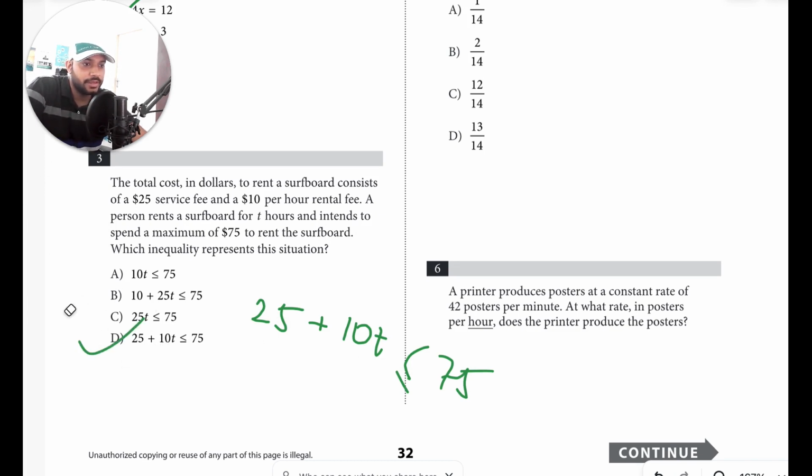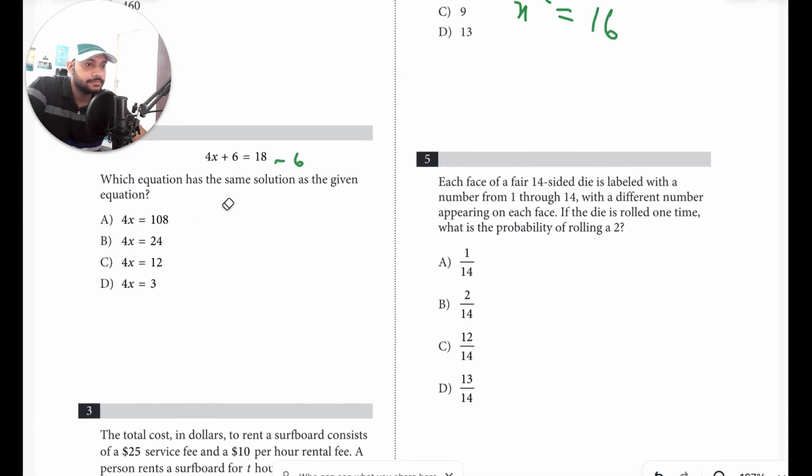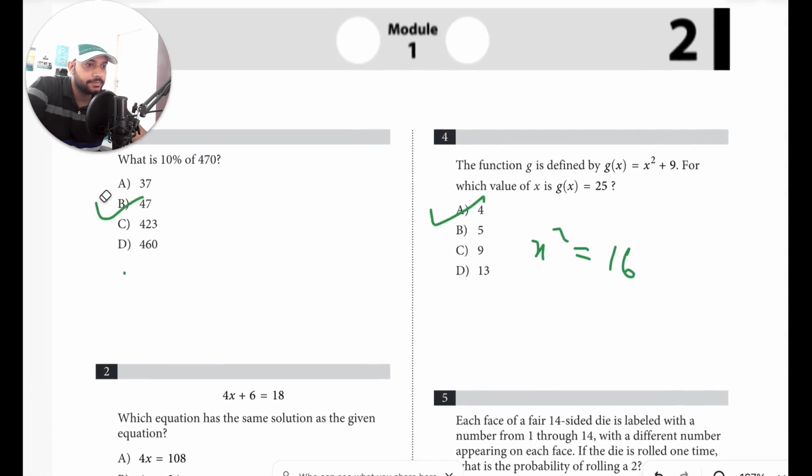Let's move on to the next page. First, I'll clear this. Okay, going to the next page.